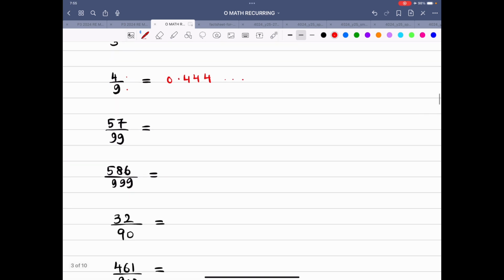Now let's divide 57 over 99. This is 0.575757 and so on. Let's divide 586 over 999. That is 0.586586 and it keeps on going.